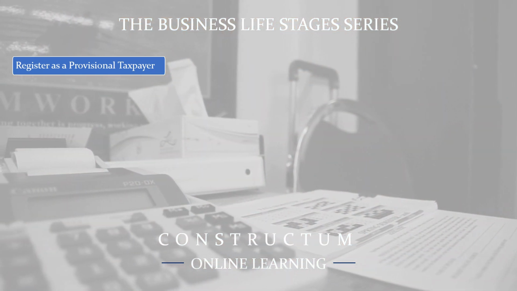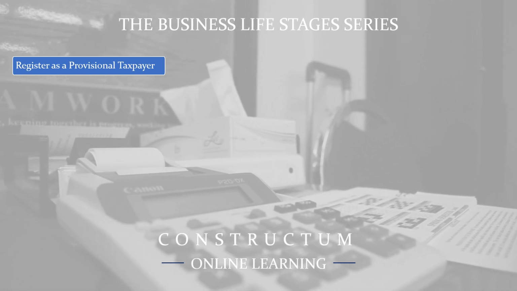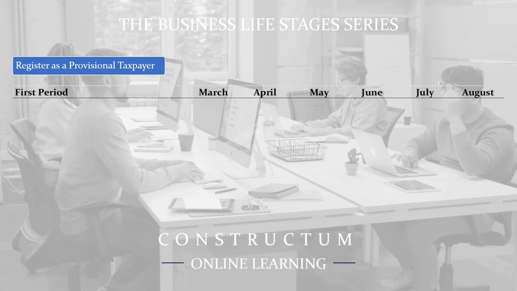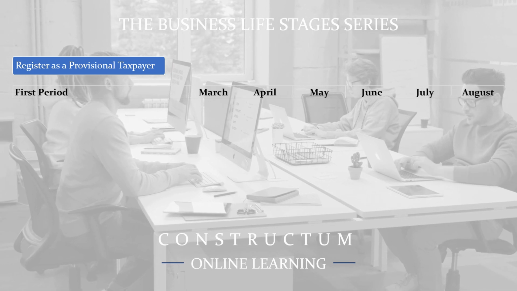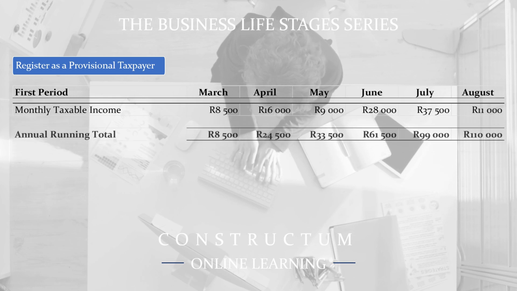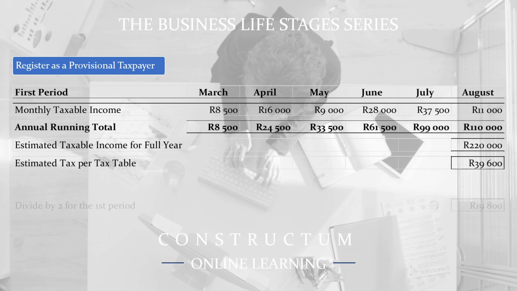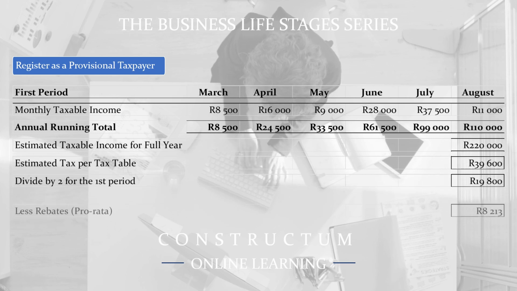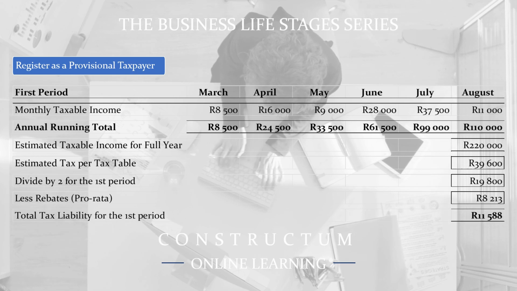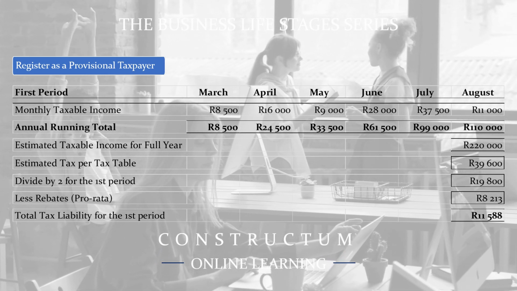Let's look at an example of how provisional tax might be calculated. The first period runs from March to August. So let's say our business owner Joe earns a monthly taxable income as reflected in the table below. We keep an annual running total. So by the time we get to August, Joe has earned 110,000 Rand for the first 6 months of the year. The estimated taxable income then for the full year is 110,000 times 2, because we've got 6 months for the first period and 6 months for the second period.